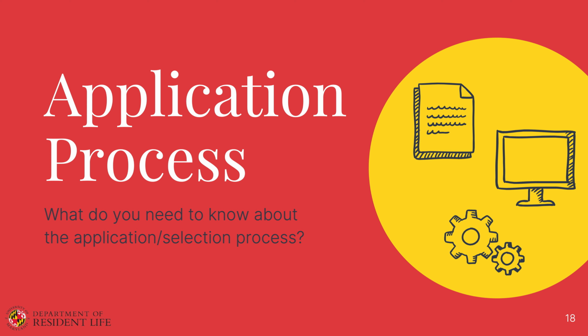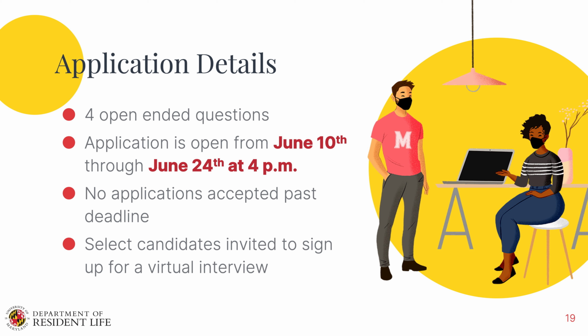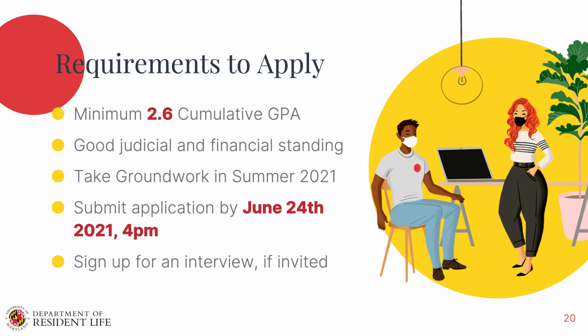All right, now let's talk about the actual application process. The details of the application are similar to how they've been in the past. The application includes several open-ended essay questions. You must have attended the University of Maryland for at least a full semester to apply. You must have a cumulative GPA of at least 2.6 to apply. If you become an RA, you must maintain a cumulative GPA of at least 2.5 to remain in the position. You must be in good judicial and financial standing with the university.